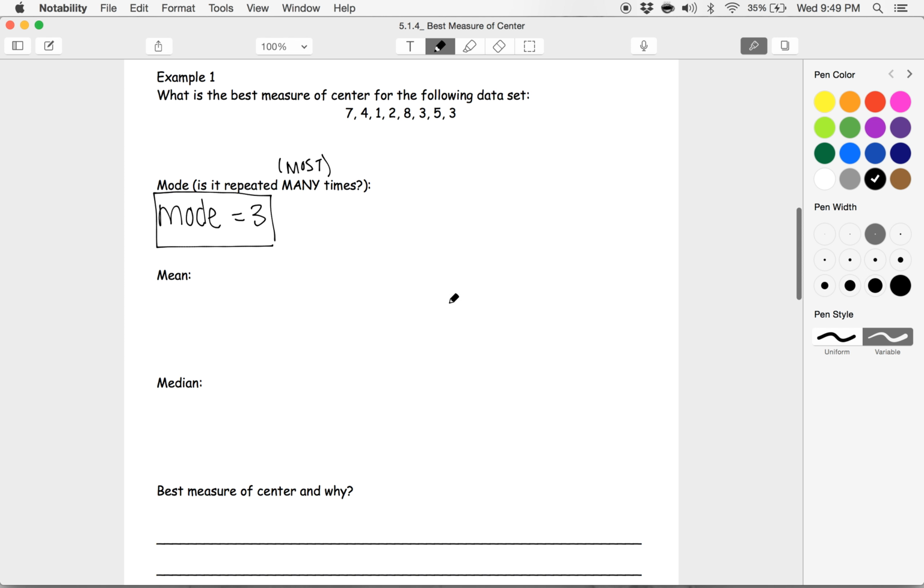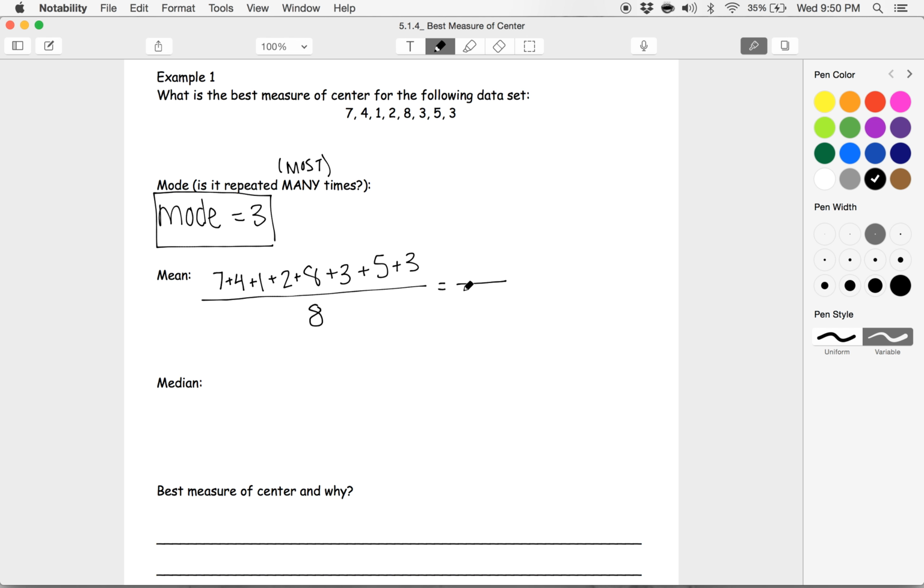Okay, let's figure out the mean. Remember, to find the mean, I have to add everything up. So I'm finding the sum of all my data points. And then I divide it by how many I see. 1, 2, 3, 4, 5, 6, 7, 8 data points.